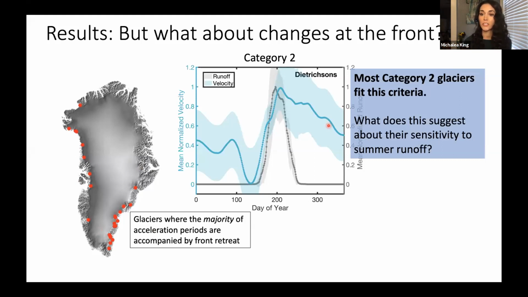Or does it instead suggest that changes at the front and the melt season are actually even more closely coupled at these sites, where you might see perhaps enhanced subglacial melting because of subglacial drainage that's coupled with the timing of the retreat that then propagates more acceleration at these sites? I mean, this is something I don't know yet, but it's an interesting question I'm working on going forward.